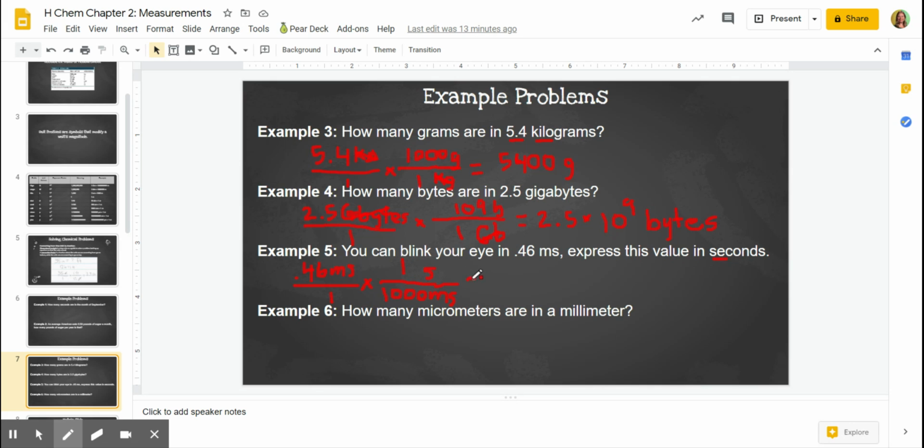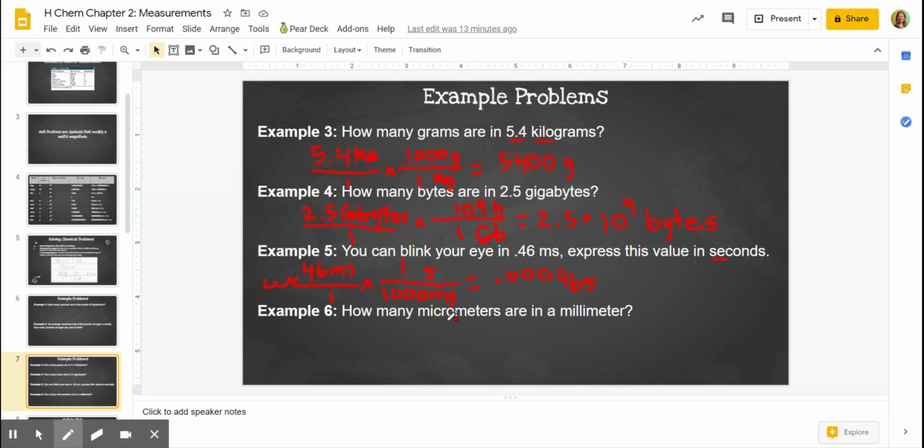Milli means 1,000th, so there are 1,000 of those smaller units in one bigger unit. Okay, and since I'm dividing by 1,000, this time the decimal is going to move to the left as many places as I have zeros. So I have 3 zeros, so it's going to move 1, 2, 3 places to the left, and I will get 0.00046 seconds. Okay, as my final answer.